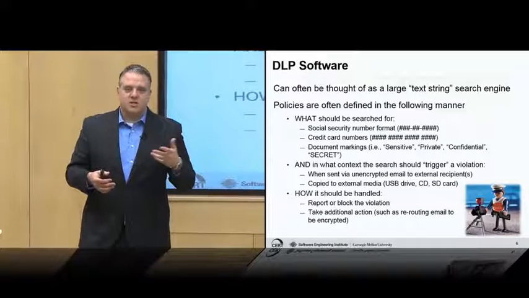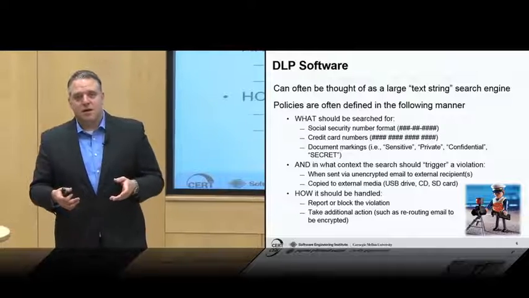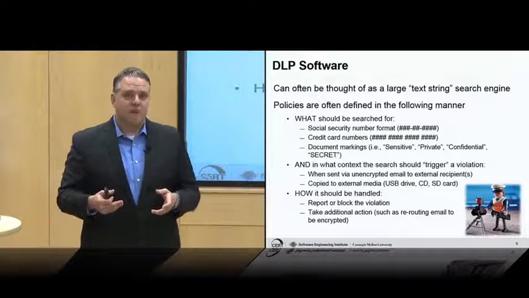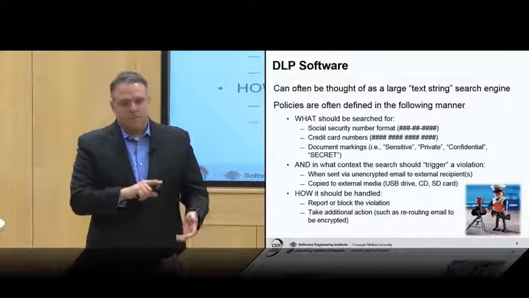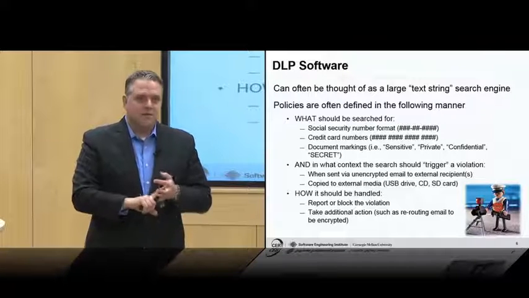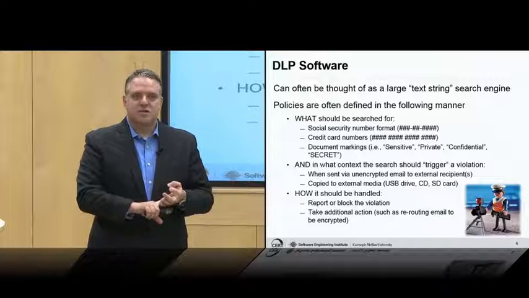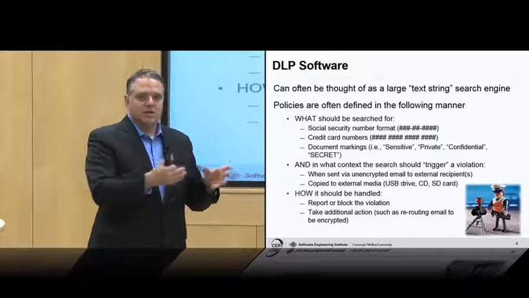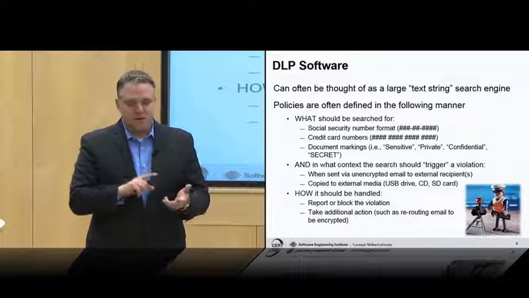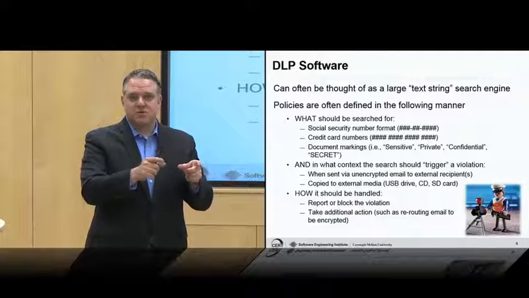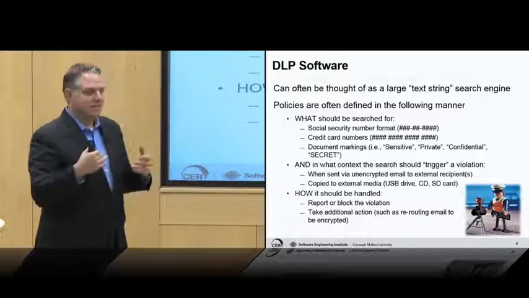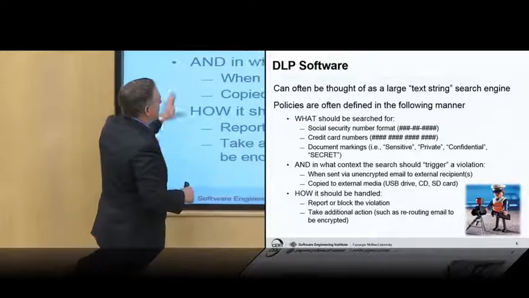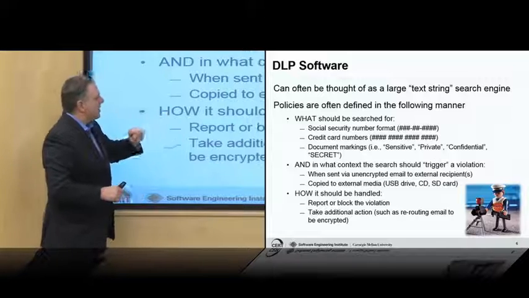Are we looking for document markings like perhaps we have a data classification program and we've said, all right, we've got sensitive data, public data, and absolutely confidential, do not disclose data. Well, if all of our data is marked, then we can look through PDF files, Word documents for those particular strings, and we can more easily detect that type of information going out the network. So I define what should be searched for.